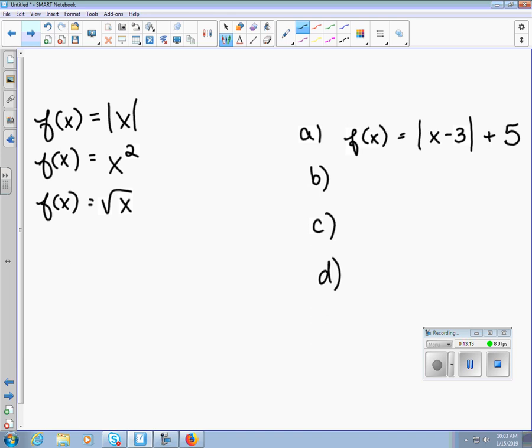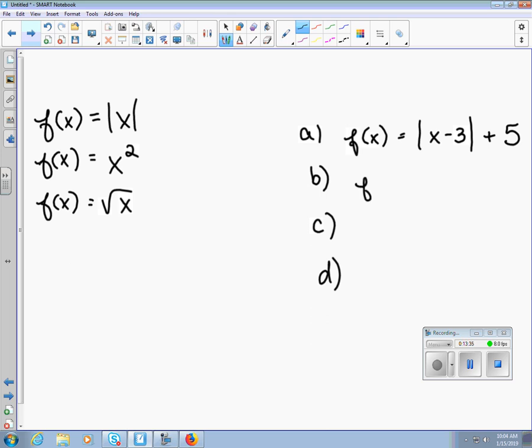This works for all the families: if this is negative, it's going to the right. If it's positive, then it's going to the left. And remember, if this is a plus 5, it's going up, and if this is negative 5, then we're going down. That's kind of what we're doing with that.